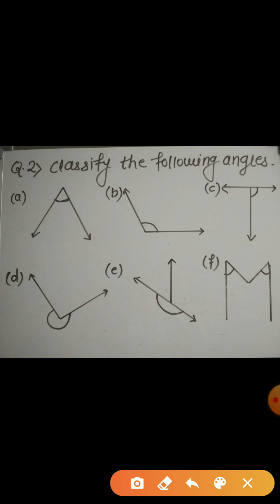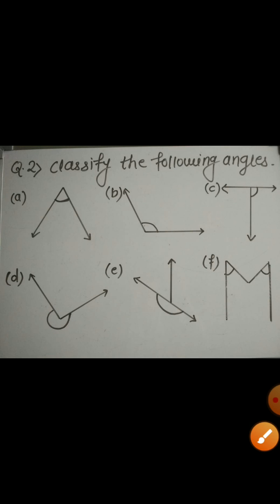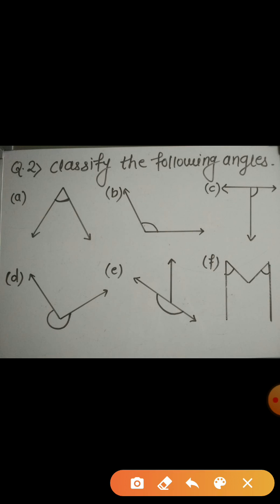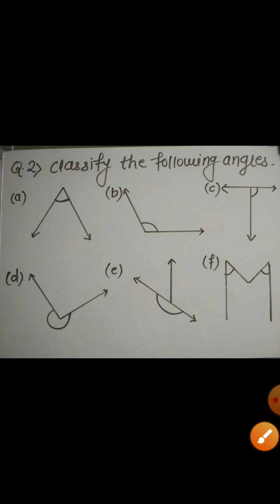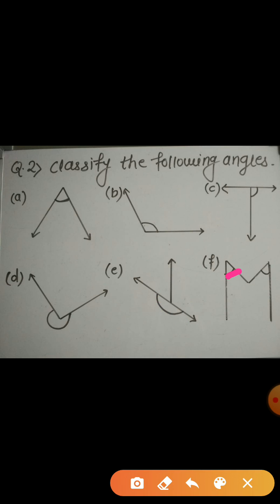Come to the fourth one. This is reflex angle. The measure of this angle is greater than 180 degree, right? Now E, this is a straight angle. As the measure of this angle we can see 180 degree. And now the last. Here there are two angles and both the angles are acute angles.